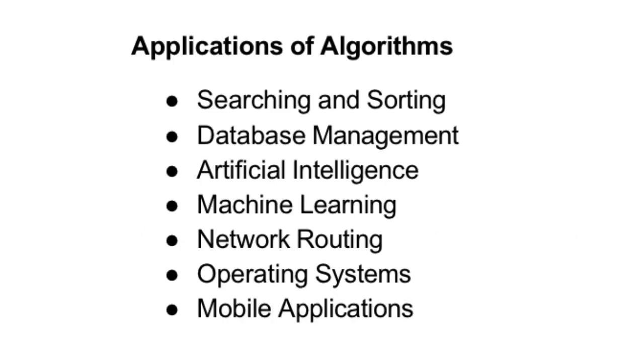Then applications of algorithm. Algorithms are used everywhere. For example, Google search, YouTube recommendations, Instagram feed, online shopping, banking, navigation, artificial intelligence, machine learning. Every software uses algorithms. This is the application of algorithm.